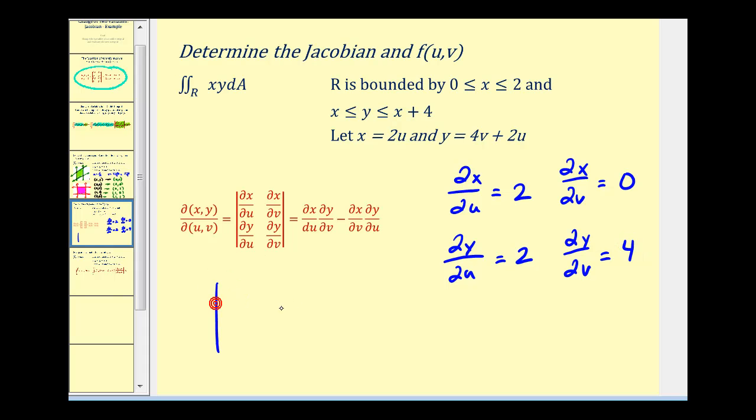So our Jacobian is going to be equal to this 2 by 2 determinant. So we'll have 2, 0, 2, 4. So we'll have 8 minus 0, which is equal to 8. So when converting to the new coordinate system, we'll have an extra factor of 8 in our double integral. So let's go ahead and set this up.